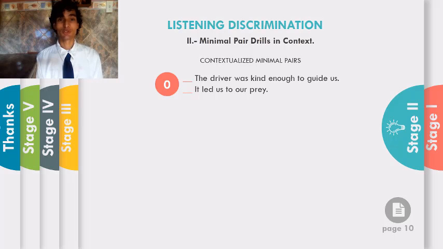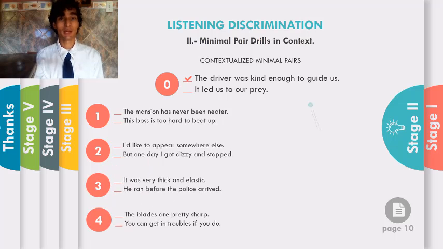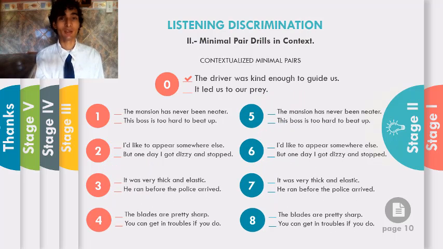We followed the truck all along. So we place a check mark next to the correct response, which in this case is, the driver was kind enough to guide us. You can find the contextualized minimal pairs exercise in page 13 for the unstressed schwa sound. Please go and check it out once you have finished with this one.